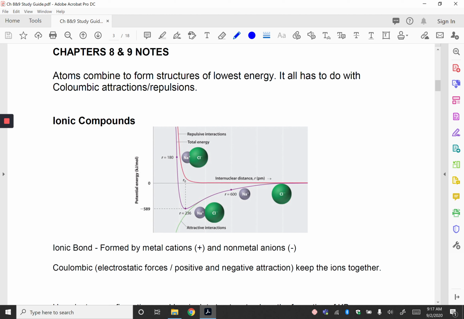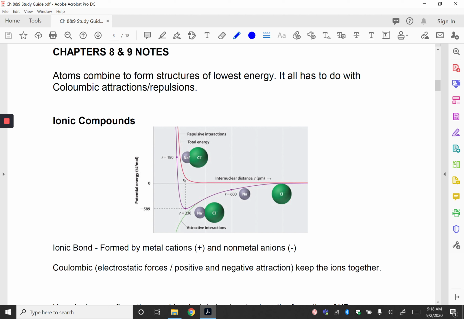So we are going to start with the idea of bonding itself. Why do atoms bond together? Well, they combine so that they can form structures of lowest energy. Remember, nature prefers the potential energy to be low, and so atoms prefer to bond so they can form something that is lower in energy. A lot of the compounds are lower in energy than the individual elements, and that makes them more stable. All this, the stability and all that, has to do with the Coulombic attractions and repulsions between different things. So we're going to start with ionic compounds.